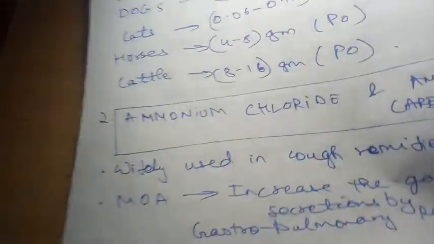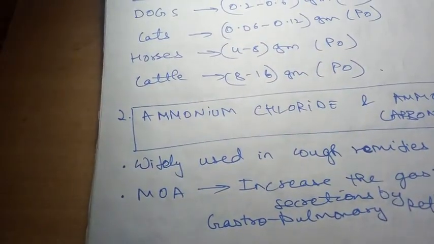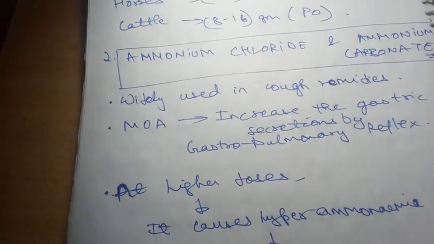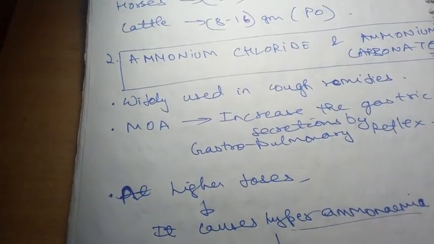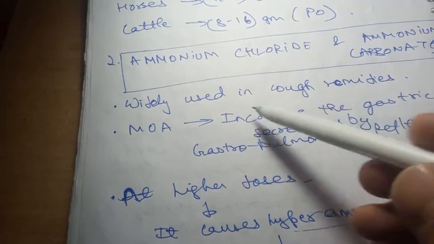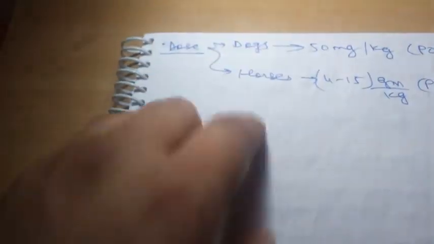Next we have ammonium chloride and ammonium carbonate. Not of much importance. At high doses they cause hyperammonemia and acute pulmonary edema. They are widely used in cough remedies. Not of importance, but this dose rate is very important, and this dose rate is again very important.